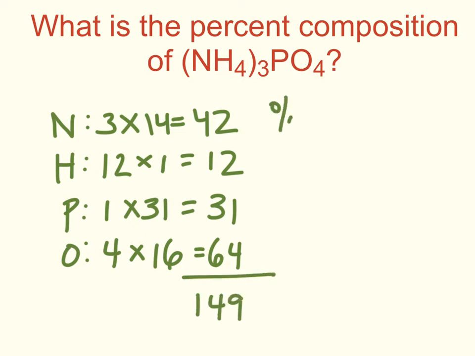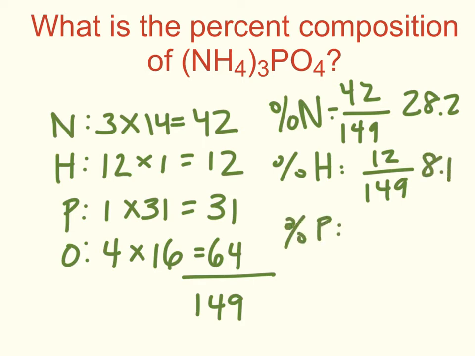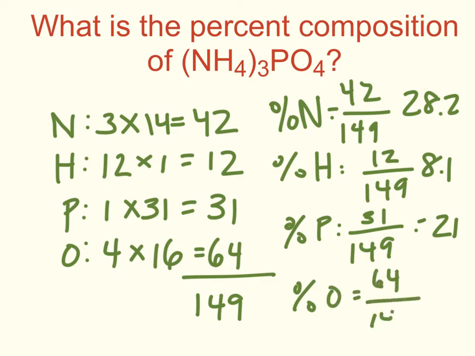To find my percent of nitrogen, I'm going to take 42 divided by 149 times 100, and I get 28.2%. To find my percent hydrogen, I'm going to take my 12 divided by 149 times 100, and I get 8.1%. To find my percent phosphorus, I take 31 divided by 149, and I get 21%. And to find my percent oxygen, I take 64 divided by 149 times 100, and I get 43%.